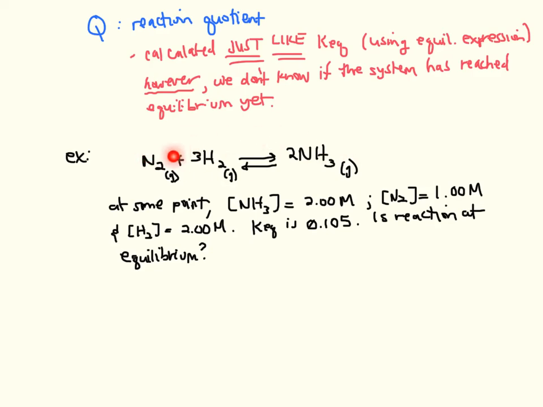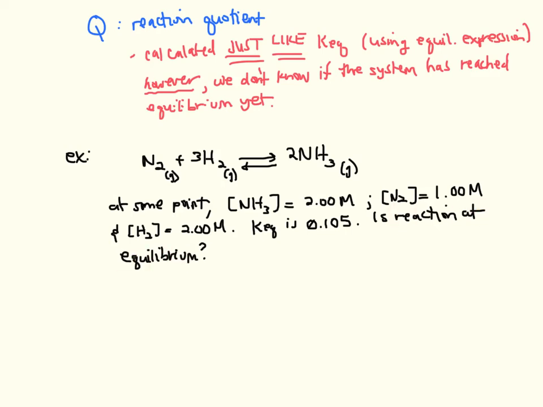So here's a reaction where you've got N2 and H2 combining to form NH3, and of course NH3 breaking back down into N2 and H2. So let's say we've put all this stuff in a flask and we walked away, and we came back and we wanted to know if we were at equilibrium. And we knew that at equilibrium we would get a Keq of 0.105. And we go in and we take readings and we find that NH3 has a concentration of 2 molar, N2 a concentration of 1 molar, and H2 a concentration of 2 molar. And we want to know if the system has reached equilibrium. So is it at equilibrium yet?